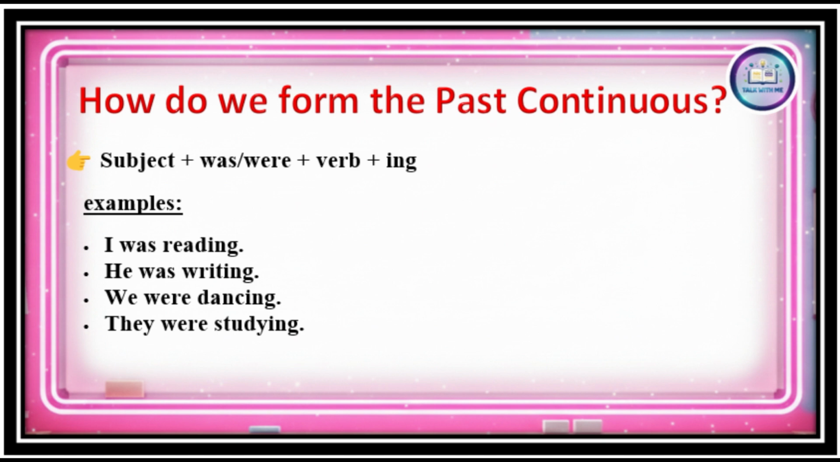Let's see. How do we form the past continuous? We use the simple formula: subject plus was or were plus verb plus ing. Repeat after me. Was or were plus verb plus ing. Look at these examples. I was reading. He was writing. We were dancing. They were studying. Who was dancing yesterday? Anyone? No? Only me? Okay.